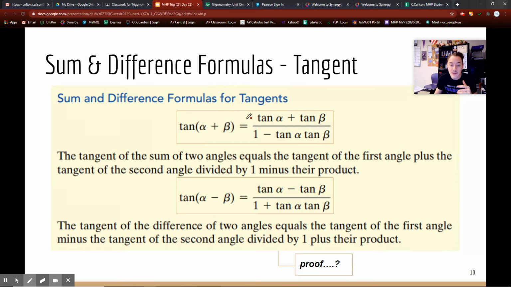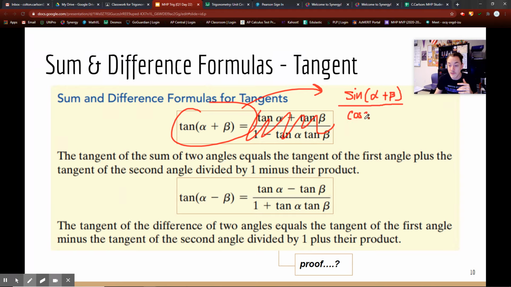So if I wanted to find that, let's just erase this for a while. All I have to do is just say this is sine of alpha plus beta all over cosine of alpha plus beta. Literally, that's all I have to do. Sine of alpha plus beta all over cosine of alpha plus beta. That's it. And then now I can actually expand these out if I wanted to.